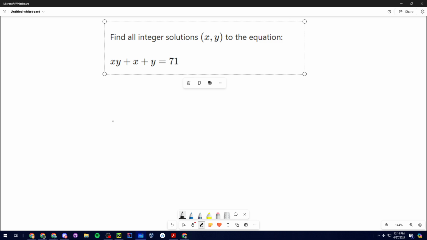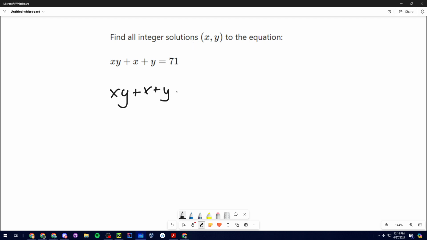And now, how do I factor this by grouping? You have xy plus x plus y. You need 4 terms, so I'm literally just going to add another term. I don't know what that term is, but I know that I'm adding it, so I'm adding it to both sides.